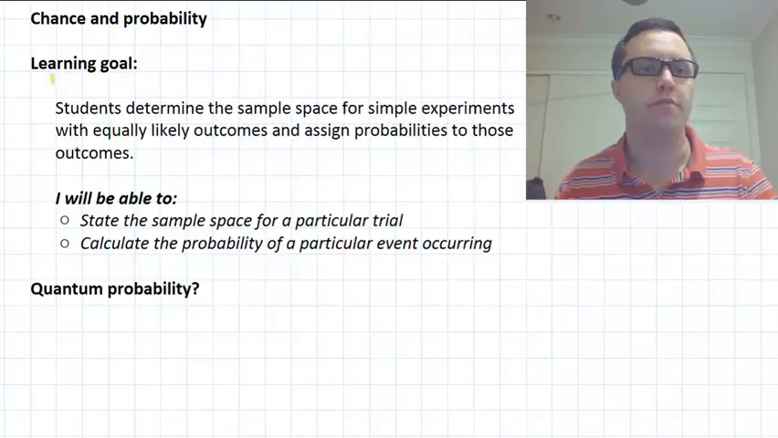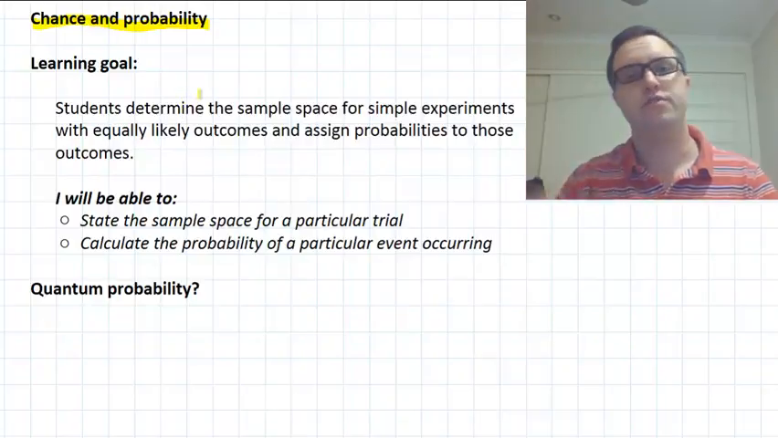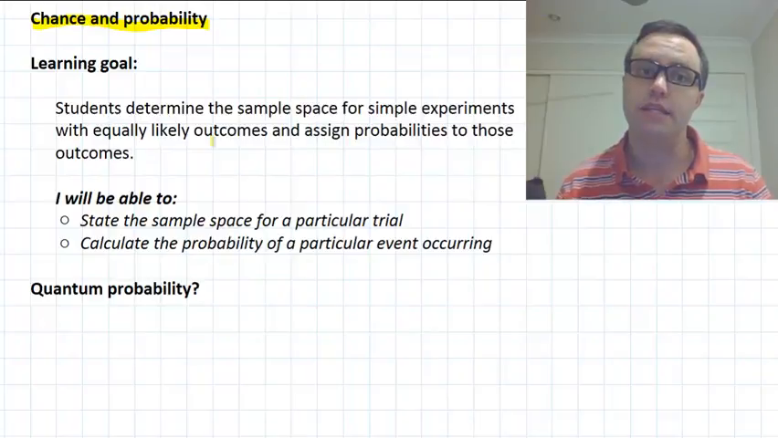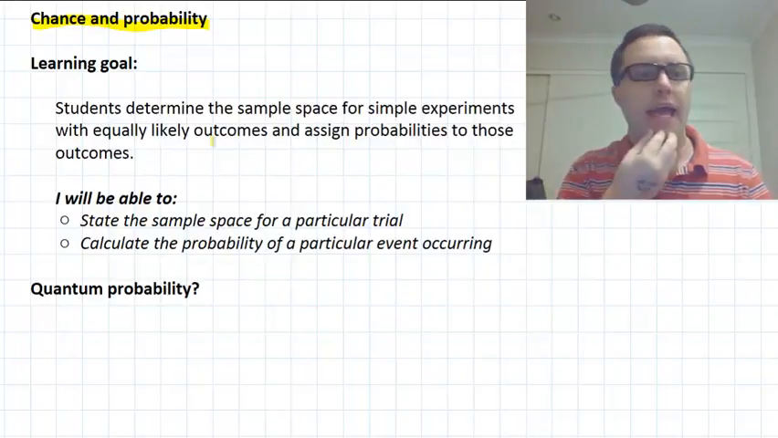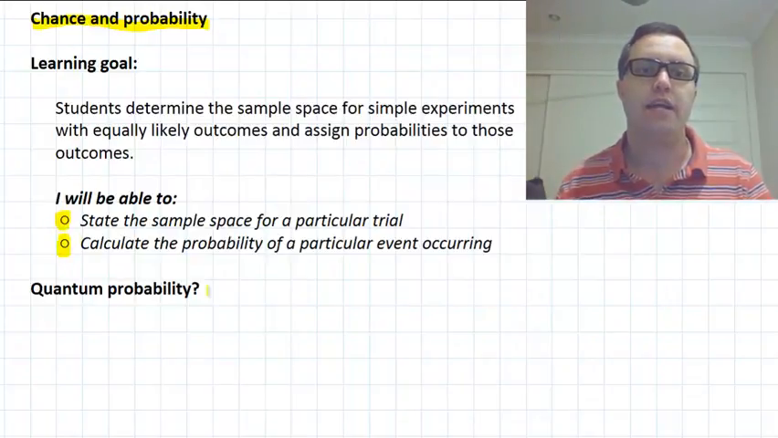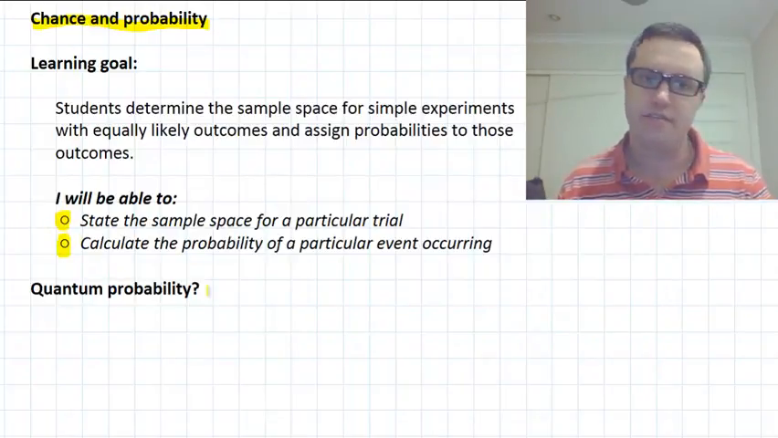Today we're going to be talking about chance and probability. And the learning goal for this one is that students determine the sample space for simple experiments with equally likely outcomes and assign probabilities to those outcomes. By the end of this, you'll want to be able to state the sample space for a particular trial and calculate the probability of a particular event occurring.